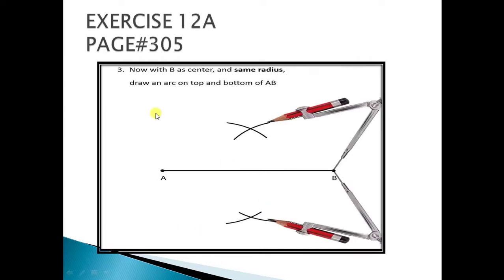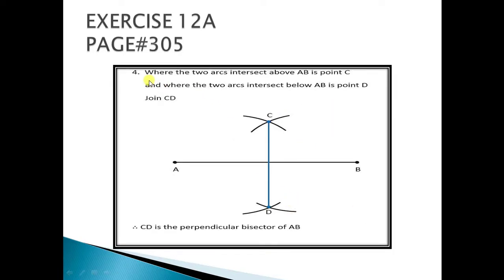We have a third point. Now with B as center and the same radius, again we draw an arc over here. Draw an arc on top and bottom of AB, same, top and bottom. We have a fourth point. Where the two arcs intersect above AB is point C, and where the two arcs intersect below AB is point D. Join CD.